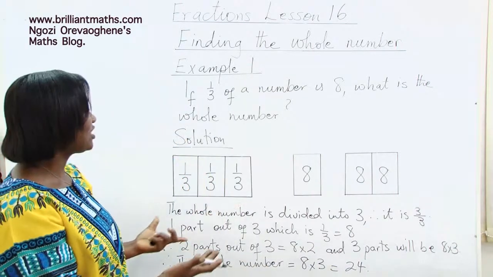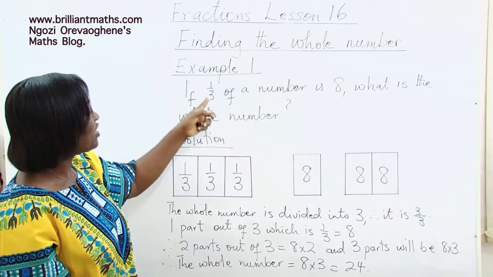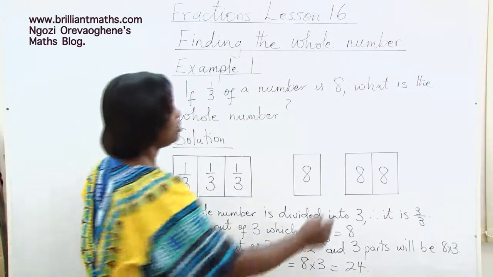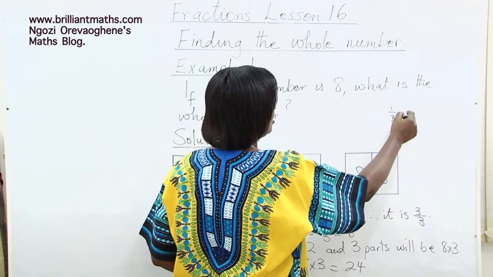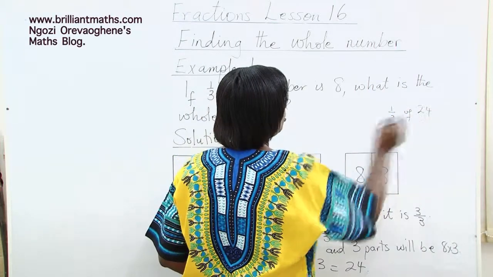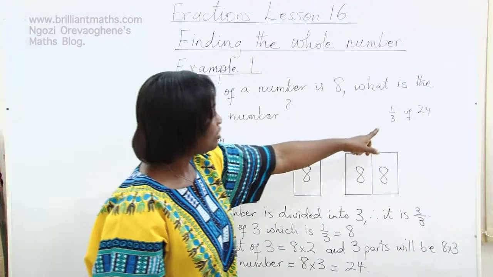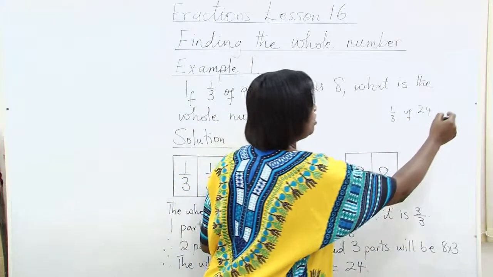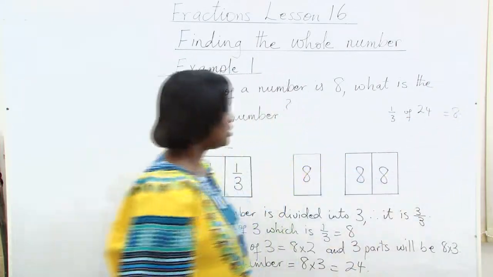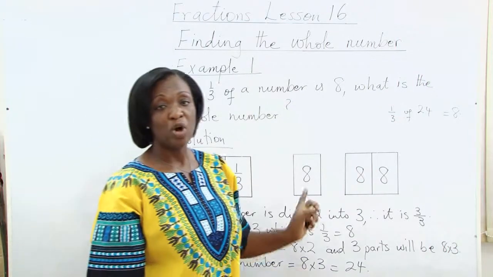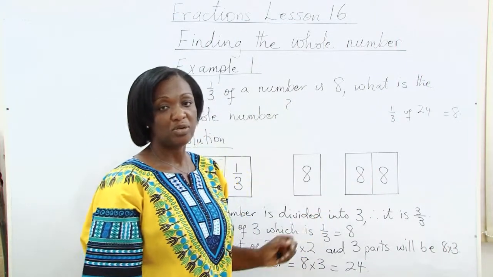You can easily check that also. If you find 1/3 of 24, we are checking 24 divided by 3, which is equal to 8. So our answer for the whole number, which is 24, is correct.